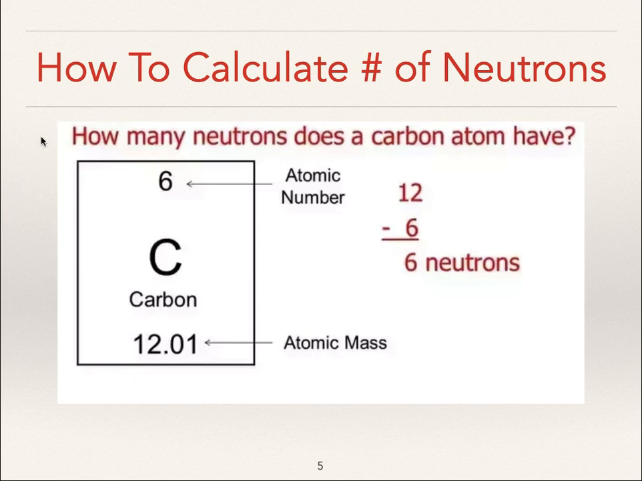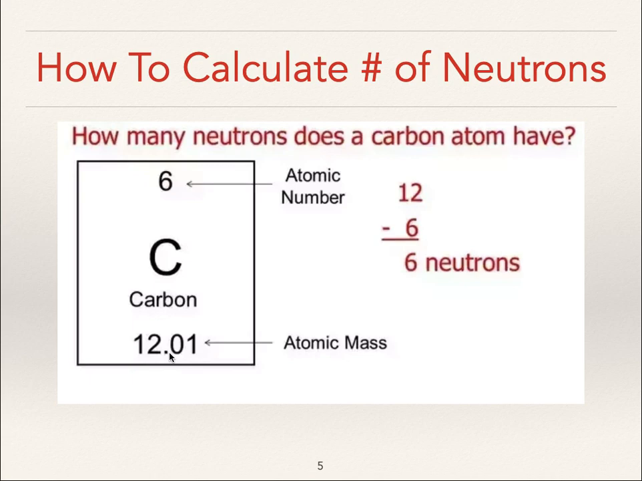So one of the things you'll be asked to do is calculate neutrons, and it's not hard to do, you just have to know how to do it. In general, it's a two-step process. The first step is when you're looking at a box on the periodic table, you take the big number, you subtract the little number. The only thing you have to do is round this big number. And usually that's pretty straightforward.